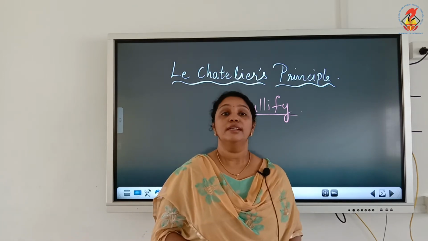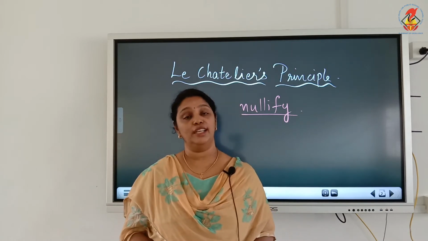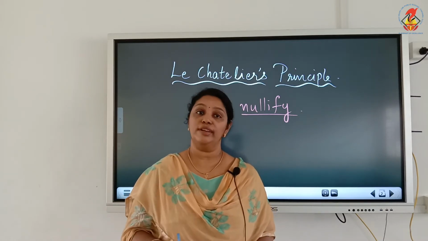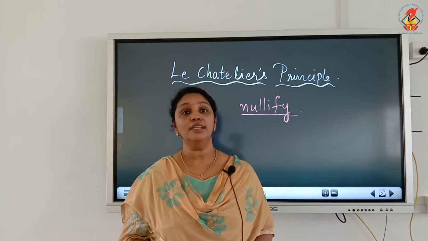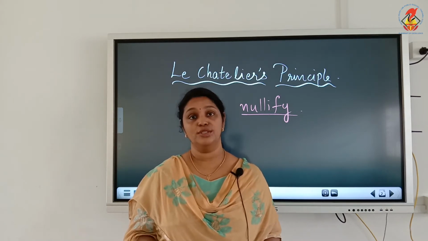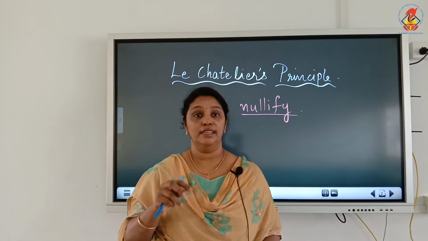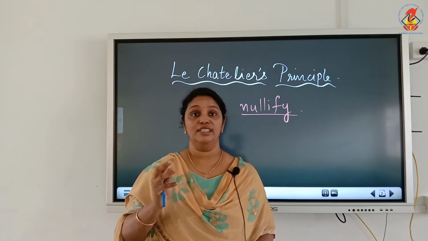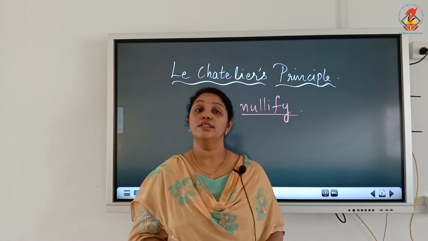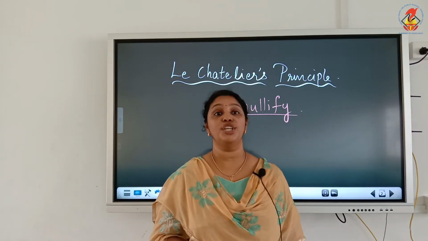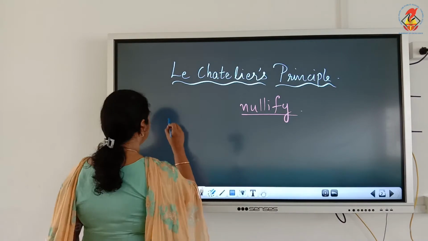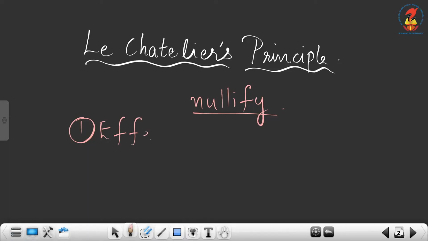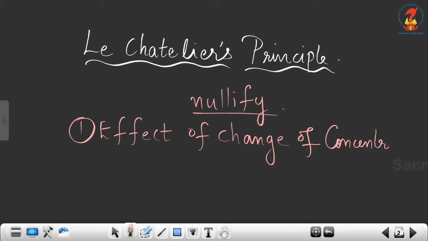Now, there are four factors that affect the equilibrium reaction. They are concentration, temperature, pressure and presence of catalyst. So we are going to study in detail each of these factors, how these factors will cause a change in the state of equilibrium. So first let's discuss the effect of change of concentration. So the first factor is effect of change of concentration.